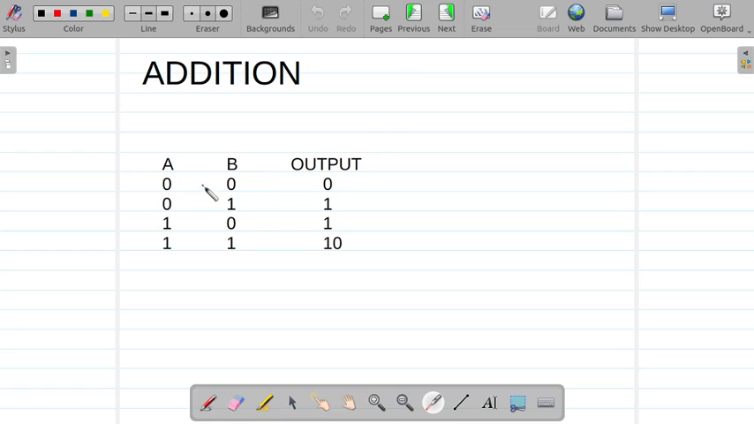So for example, naa tay duha ka variable, A o B. Then kung ang 0 plus 0, ang iyang output is 0 ra gyapon. Kung 0 plus 1, iyang output is 1. Kung 1 plus 0, iyang output is 1. Then kung 1 plus 1, iyang output is 1, 0.